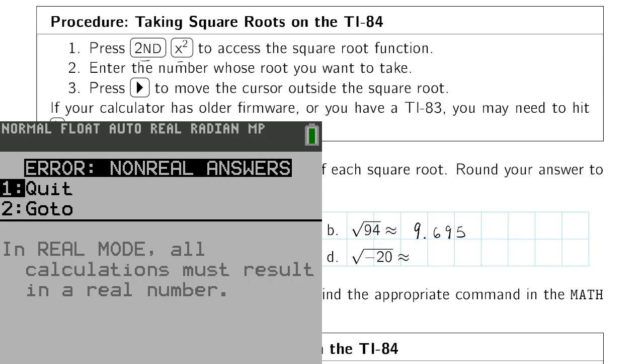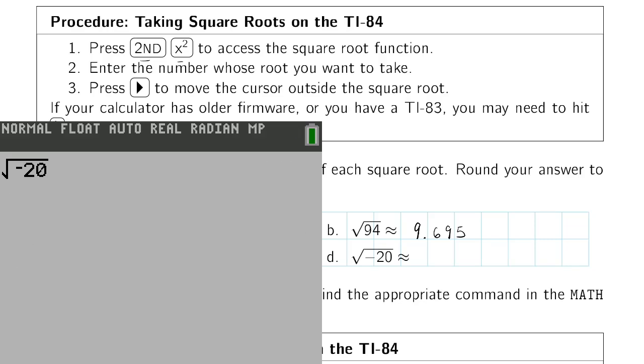If your calculator produces an answer for this, make sure you change your calculator to real number mode for the rest of this class. Now, whenever the calculator gives us an error message, we can say go to, and that'll put the cursor on the thing that's causing the error. Here, what's causing the error is the square root. So we're trying to take the square root of something negative. It doesn't work. That's why the calculator gave us an error message. So the square root of negative 20 is undefined. So that's a square root. How do we take a root with another index? Well, if we want to take the root with any index, we don't have a button on the face of the calculator for it. We have to find it in the math menu.